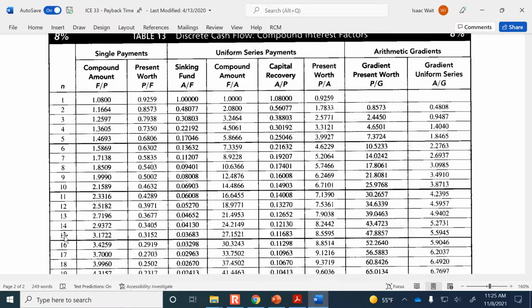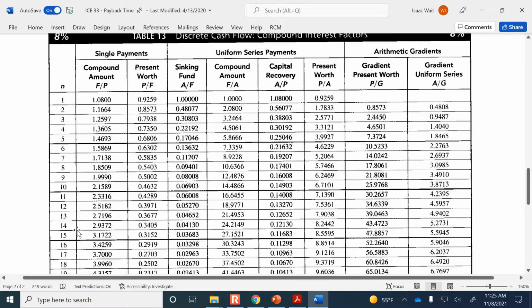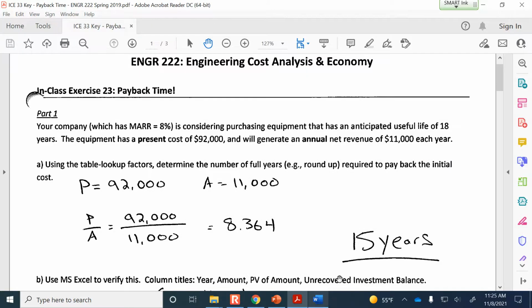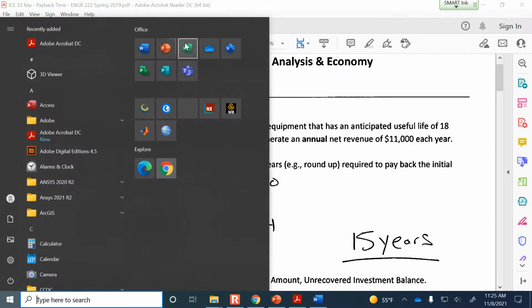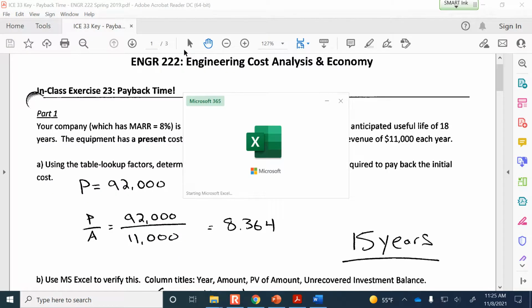So, you know, it's discrete annual increments that this revenue comes in. So we go from being too low to being too high. We didn't exactly get zero unrecovered investment balance at one of the years. So the answer is you have to do 15 years of operation to justify the equipment. 15 years. All right, now let's set this up on Excel to verify that approach.